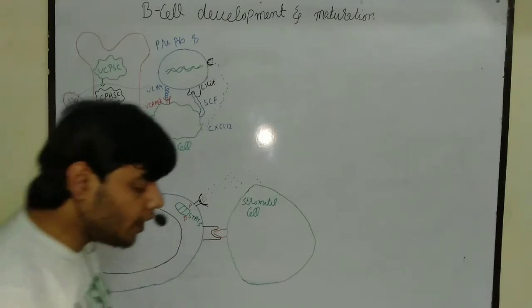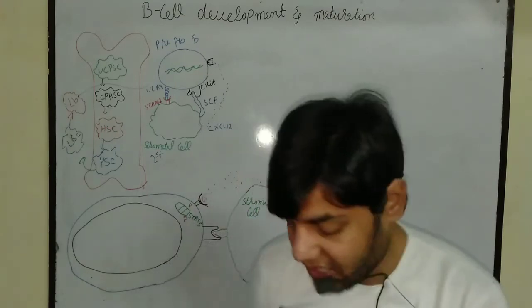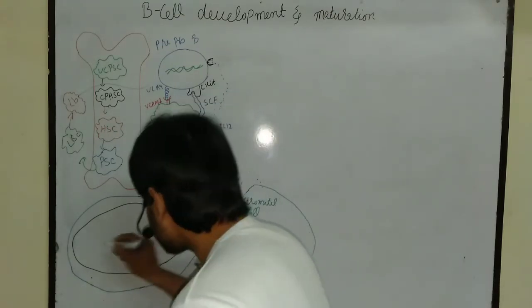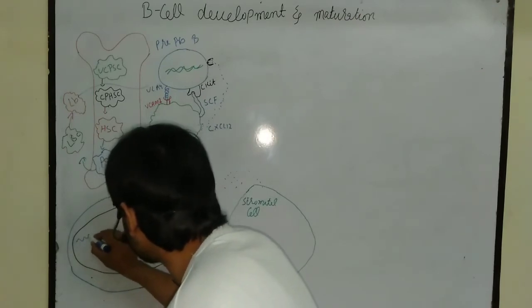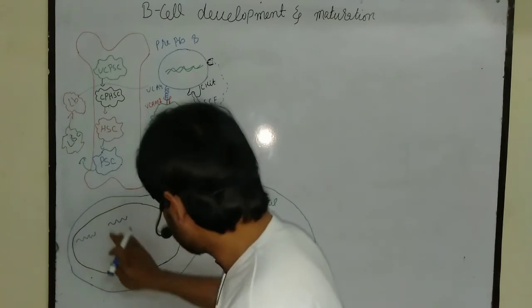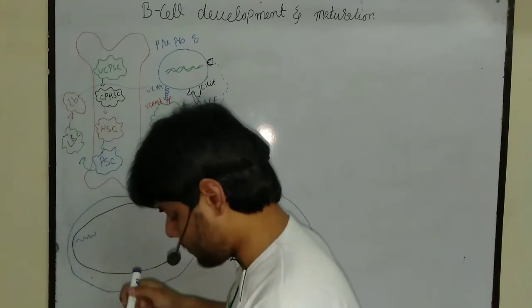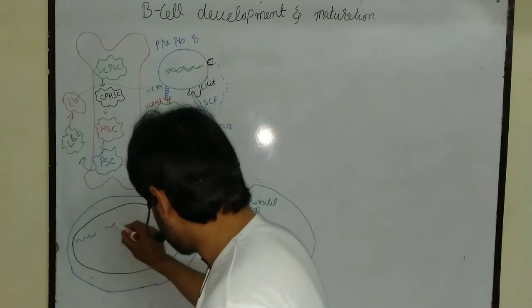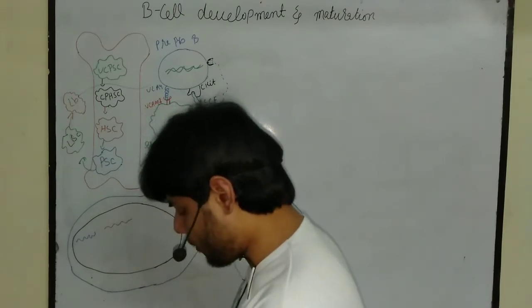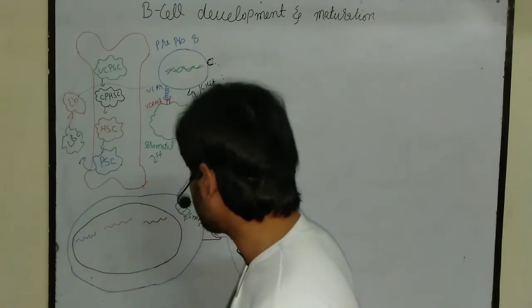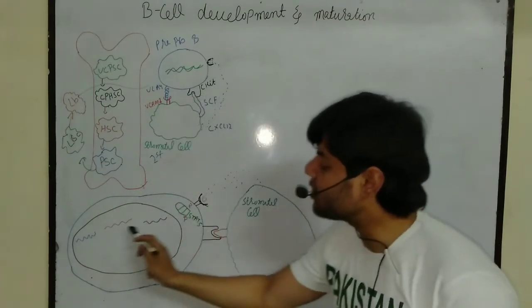Inside the nucleus, we have 3 types of genes present. So let me draw each type of the genes. This is the first type of gene. This is the second type of gene. And we have the third type of gene also. So inside the B cell we have 3 types of genes.